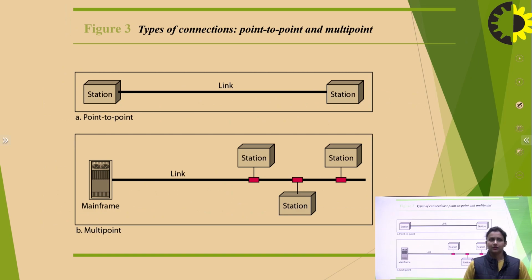Now we have two types of connection: point to point and multi-point. Here we have two stations and two nodes. They are connected with a link. A link is the area where the data is transmitted from one point to another. So the two stations are connected to each other only. In multi-point, we have some mainframe. The data is coming from a mainframe. It can be a server or anything. Then in a link, multiple stations are connected to each other from some point. So this is the multi-point.